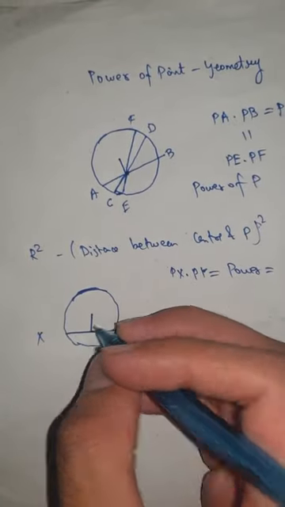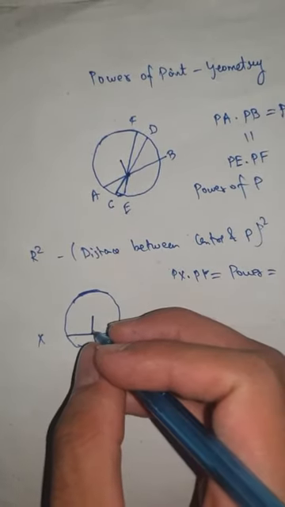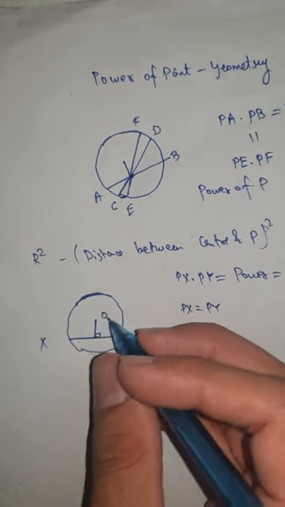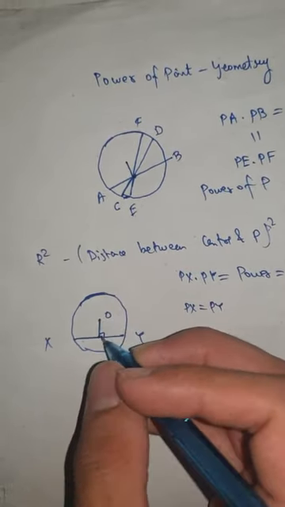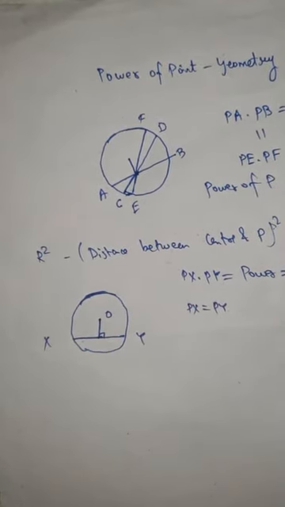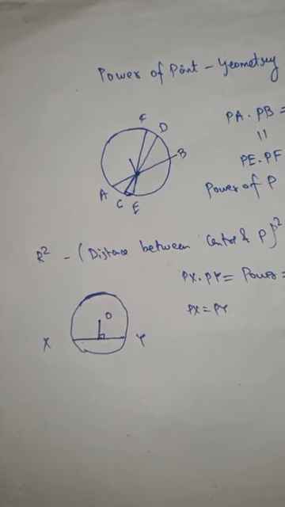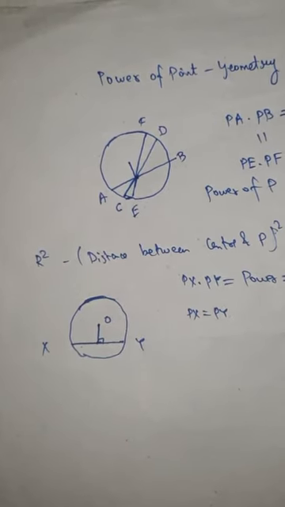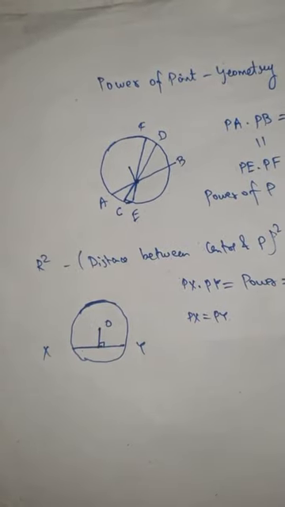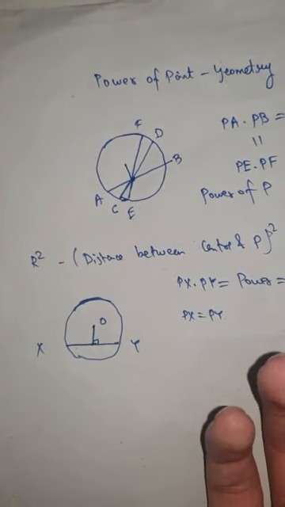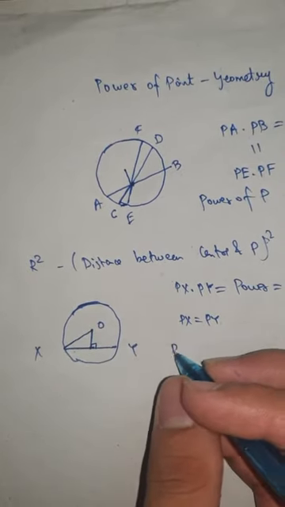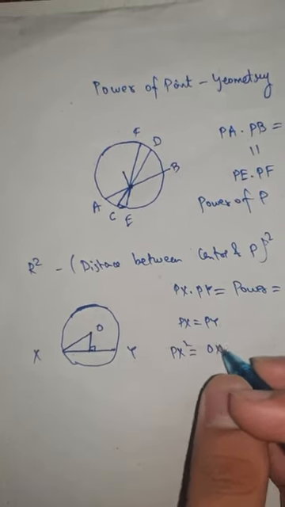Let O be the center of the circle. From the center we join P. If P is the midpoint of a chord, we know that joining the center to the midpoint of a chord gives a line perpendicular to the chord. So PX equals PY. And what is PX? From the Pythagoras theorem, if we join O to X, PX squared equals OX squared minus OP squared.